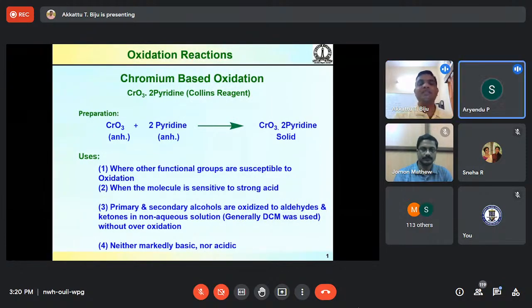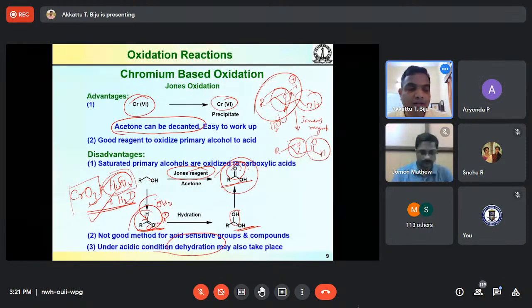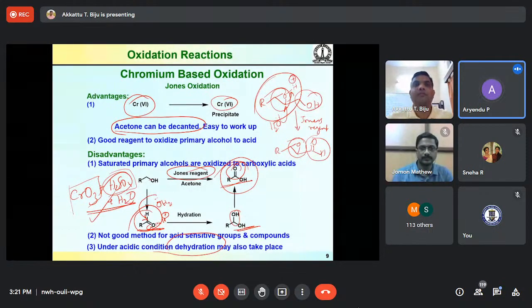So one, excuse me, sir. Yes. So can we use any catalytic poisons to stop the oxidation at the aldehyde only? Sorry? So you said that Jones reagent converts alcohol directly to carboxylic acid, right? Yeah. It is considered as a disadvantage also. Yeah. So can we use any catalytic poisons in order to stop it at the aldehyde?